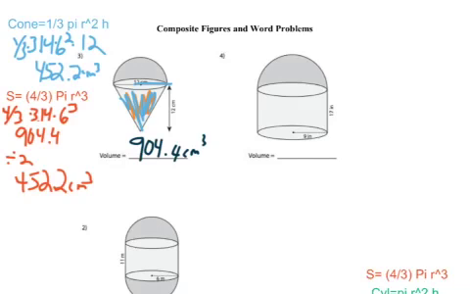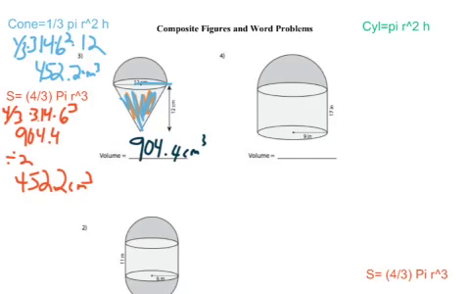Okay, so let's take a look at the next one, number 4. Again, these problems are all about trying to identify what shapes are there. If you look closely at this one, you'll notice I have a cylinder, and I've got a hemisphere on top of the cylinder. Let's first pull up the formula for the cylinder, which is the easiest of all three formulas. That's pi r squared h. Now let's fill in the information.